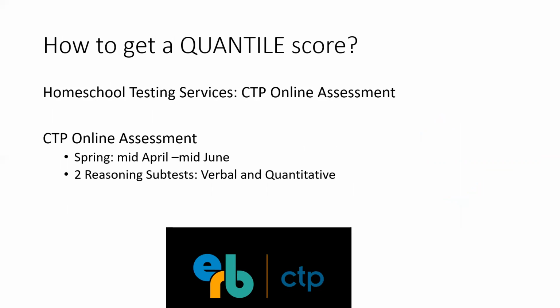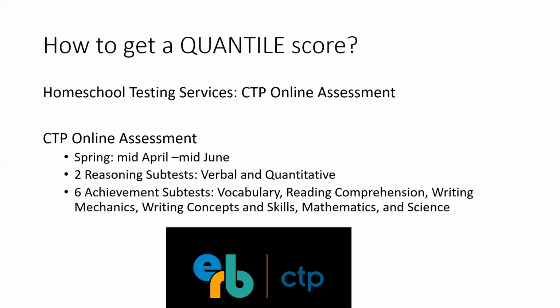This assessment is made up of two reasoning subtests, verbal reasoning and quantitative reasoning. The CTP Online Assessment also has 6 achievement subtests in vocabulary, reading comprehension, writing mechanics, writing concepts and skills, mathematics, and science.